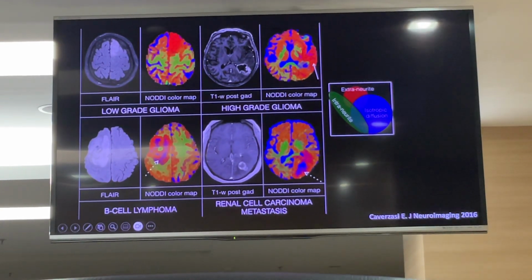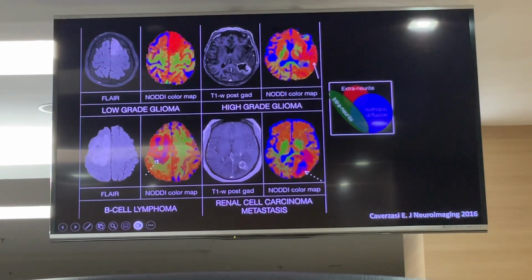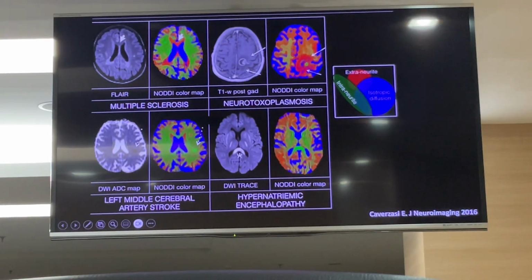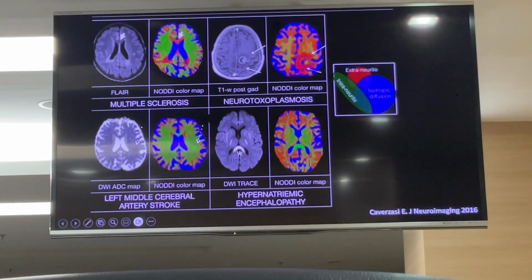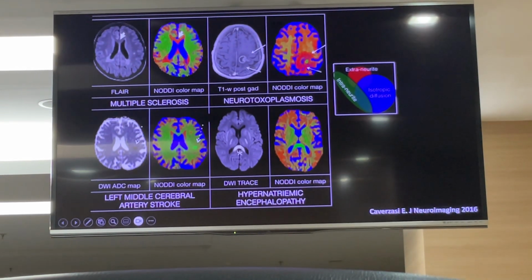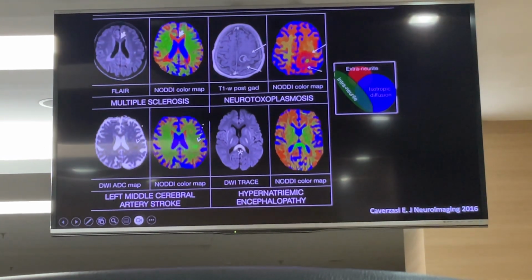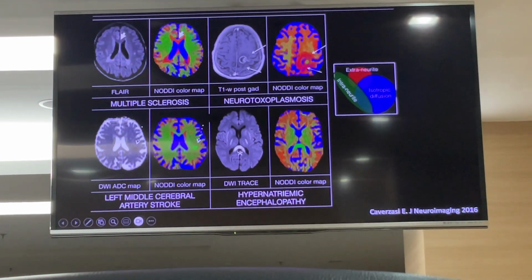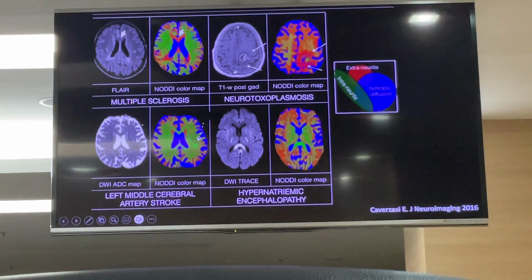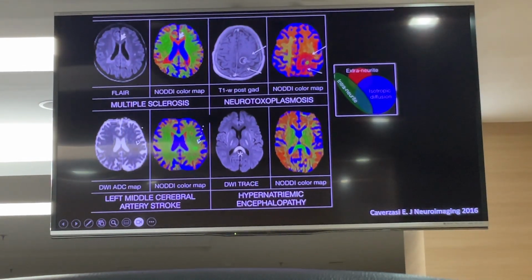And the necrosis area of the tumor might have an iso-diffusivity component at the central area. For MS, if it's not an active lesion, there's just hindered diffusivity over the lesion. But if the lesion is active, there might be restricted diffusion. And for stroke, you can see the diffusion nicely demonstrated.